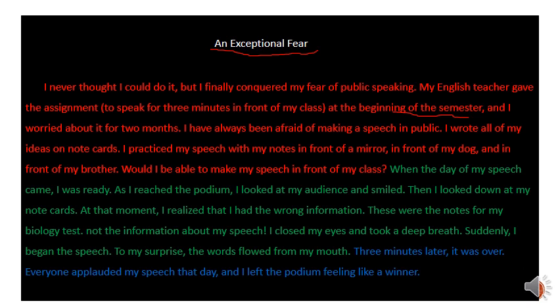Now we start with the second part, which is the green part, the middle, the events. How did the story develop? "When the day of my speech came, I was ready. As I reached the podium, I looked at my audience and smiled. Then I looked down at my note cards. At that moment, I realized that I had the wrong information." This is the twist in the story. "These were the notes for my biology test, not the information about my speech."